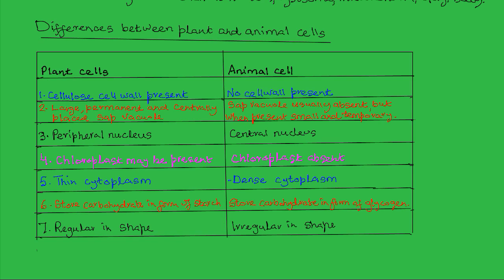The shape of the cell depends on the surroundings, that is the pressure that acts on the cell from the surrounding and also from within.